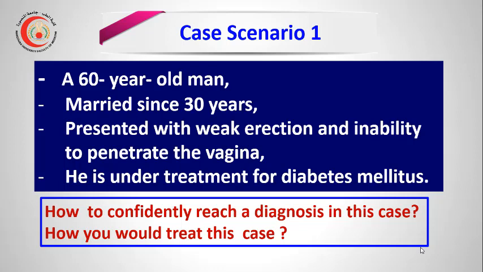At first, let us read this scenario. A 60-year-old man married since 30 years, presented with weak erection and inability to penetrate the vagina of the woman, and he is under treatment for diabetes mellitus. How can you arrive at the diagnosis of this case, and how can you treat?